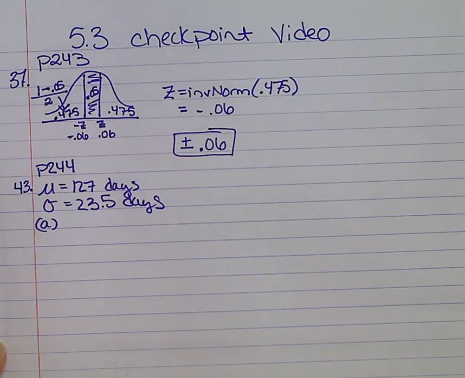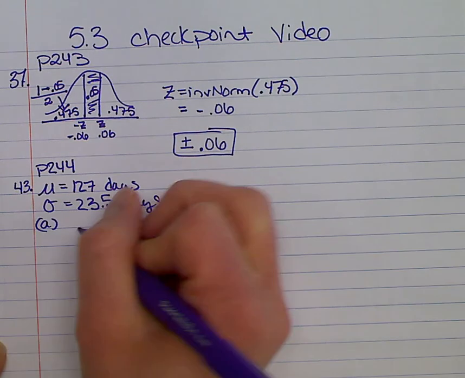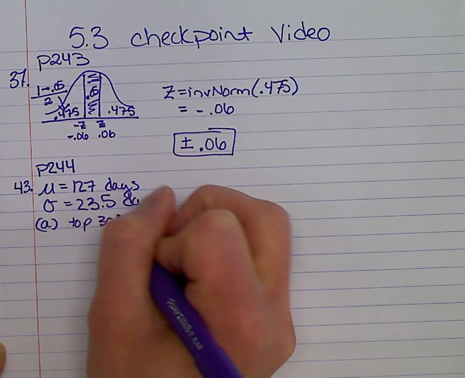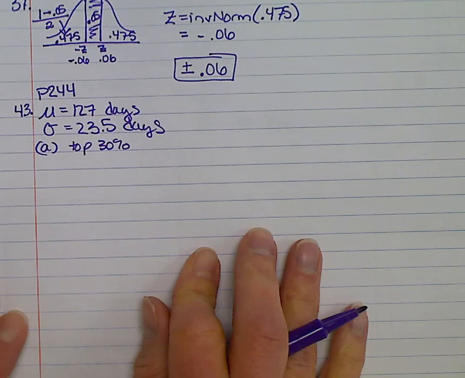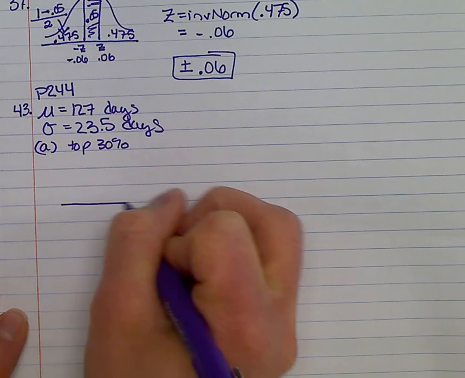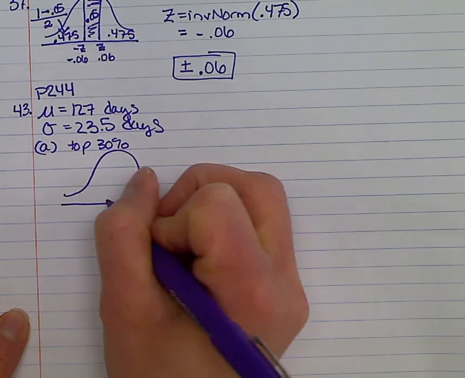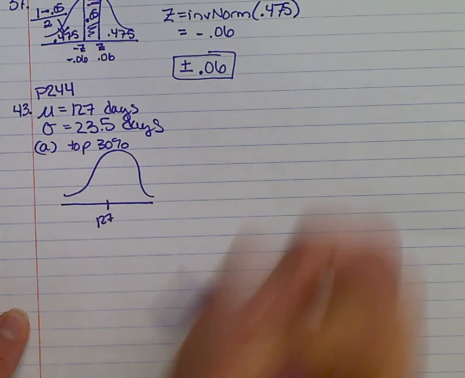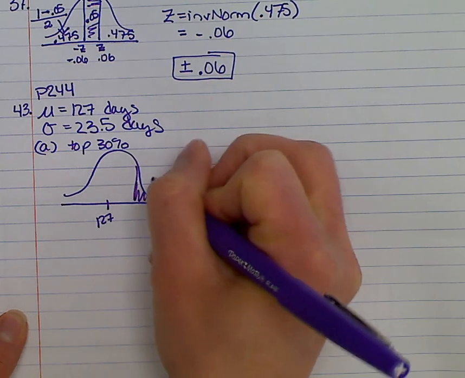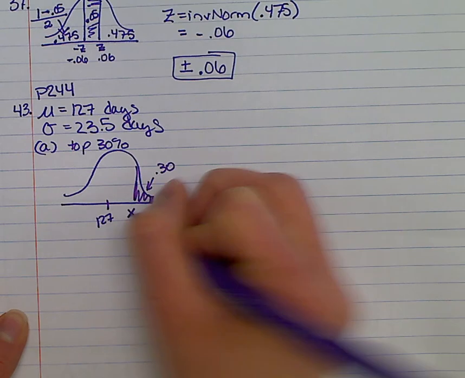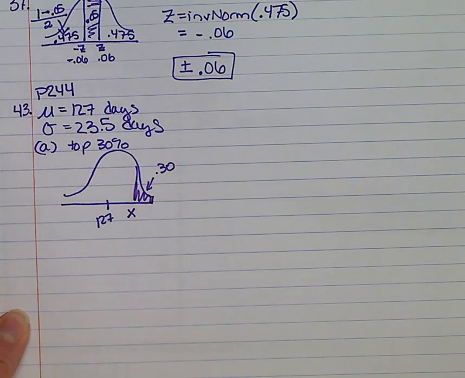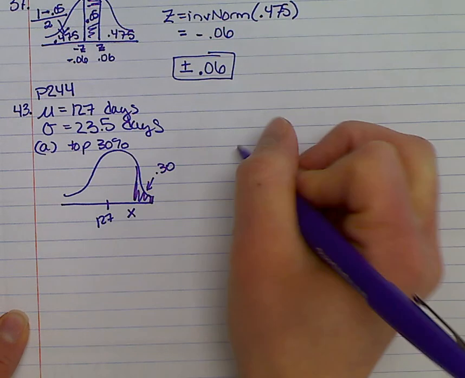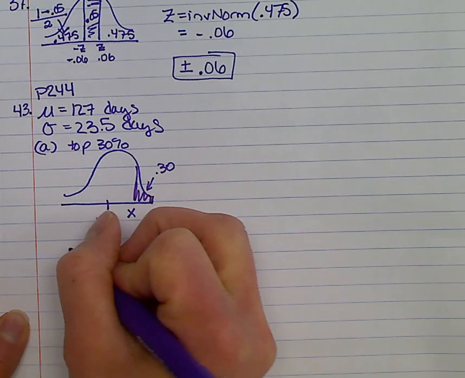what is the shortest time spent waiting for a heart that would still place a patient in the top 30% of waiting times? So we're looking for the top 30%. Okay? Remember, the top of the curve is the right side of the curve. We know that our average is 127. The top 30% is on the right. We're looking for x, the number of days, okay? Which means we need to be able to find our z-score for that x.